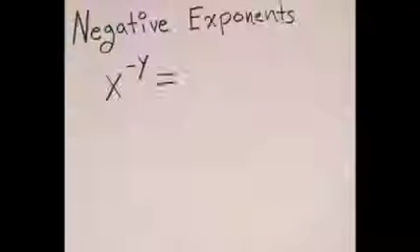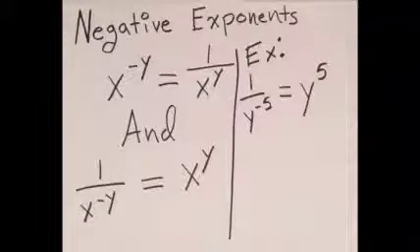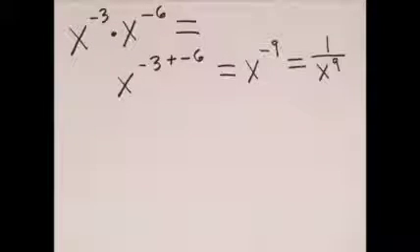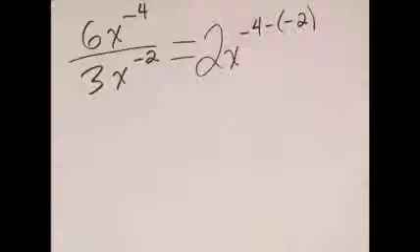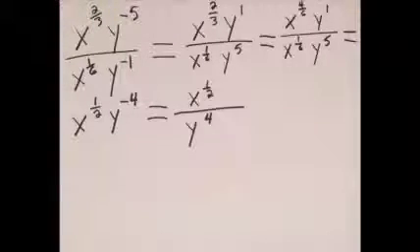With negative exponents, x to the negative y is the same as saying 1 over x to the y. Either the division rule can be used or the negative rule. Both the multiplication rule and the negative rule work to solve this problem. Simplify, then use the division rule, then the negative rule. First use the negative rule, then the division rule, then simplify.